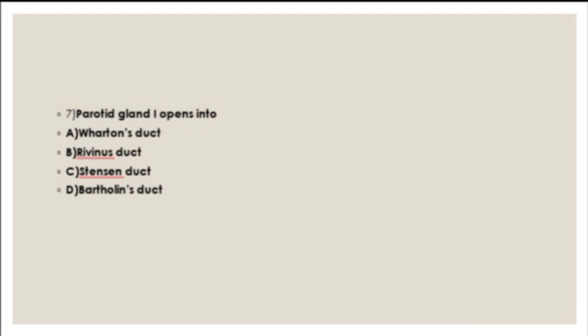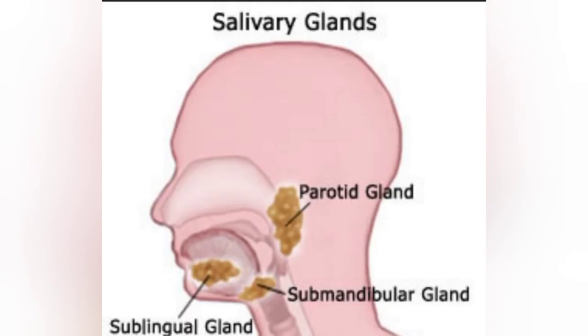Next, parotid gland opens into A. Wharton's duct, B. Rivinus duct, C. Stenson's duct, option D. Bartholin's duct. The correct answer is option C, Stenson's duct. We have three salivary glands, parotid gland, submandibular gland and sublingual gland. So the parotid gland opens into the Stenson's duct, submandibular gland opens into the Wharton's duct and sublingual gland opens into the group of Rivinus ducts and ducts of Bartholin.